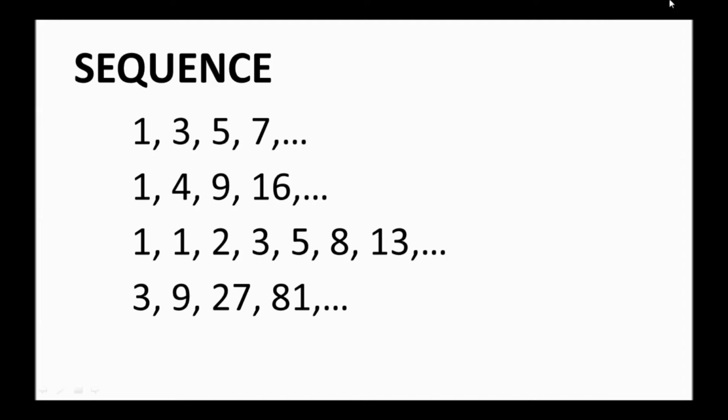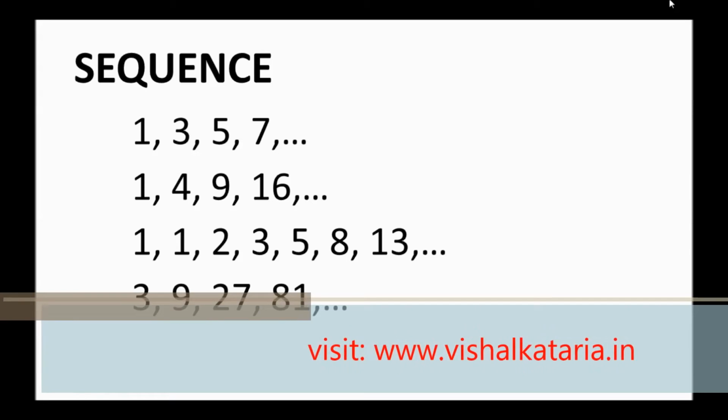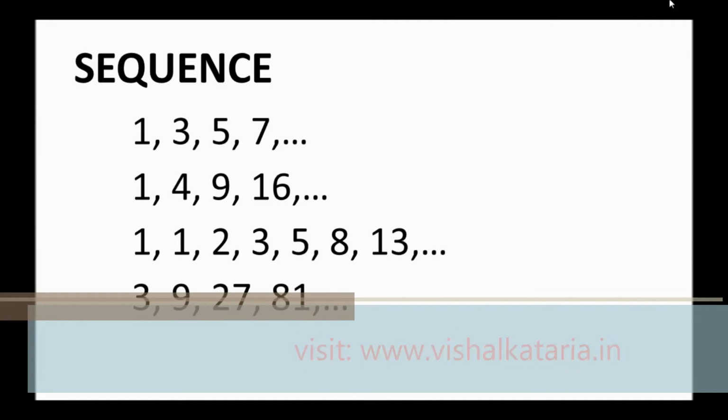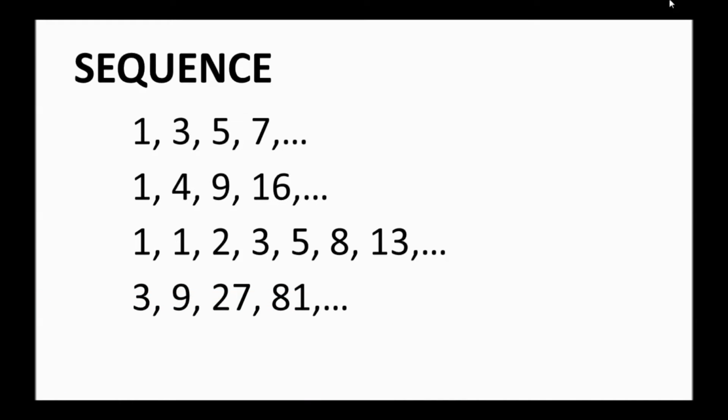In the first case, if we add 2 to each term, we will get the next term. For example, 1 plus 2 is 3 and 3 plus 2 is 5, 5 plus 2 is 7 and so on. The second sequence is actually squares of natural numbers. 1 square is 1, 2 square is 4, 3 square is 9, 4 square is 16 and so on.